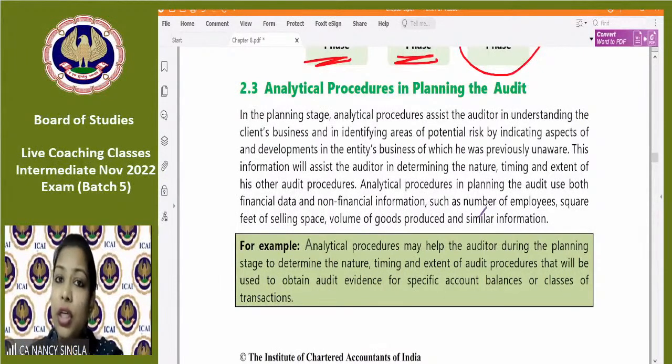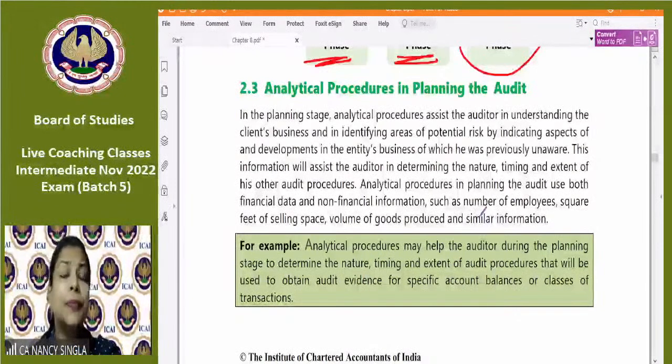Now what will the auditor do? Since he has compared it with the other companies in the similar industry, he'll develop an expectation that in the other companies the wages or the salaries have increased by so much, so in my client's case also the wages, salaries are going to increase by 10 or 20%. Now he's going to determine the nature, timing, extent of his audit procedures to be performed for this particular assertion of wages. That is, now I have to check wages in detail.